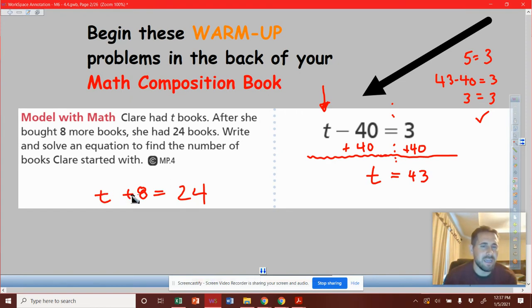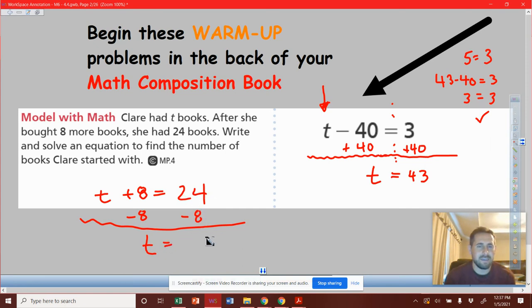So how do you get that variable by itself? What's bothering it? A plus 8. So we're going to minus 8 over here, and we are going to minus 8 over here. Sorry. That's going to give us t by itself, an equal sign.